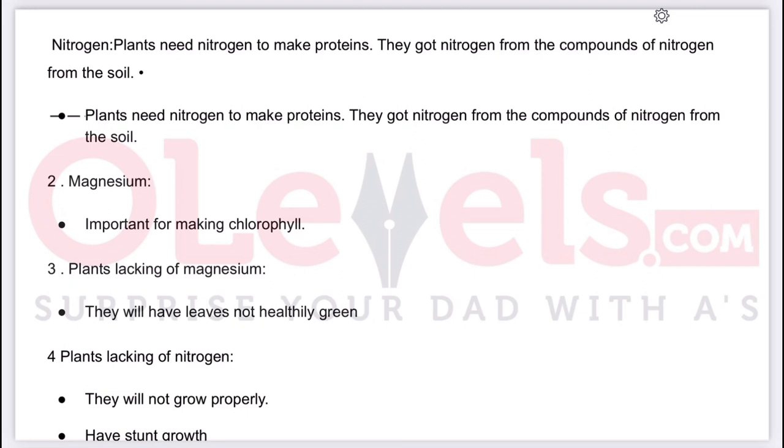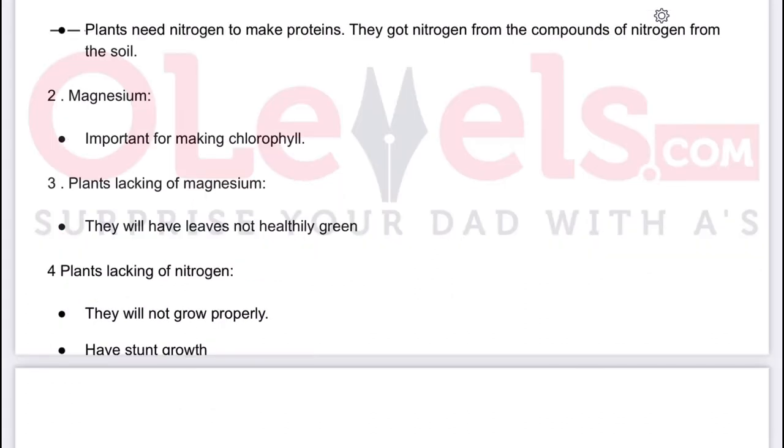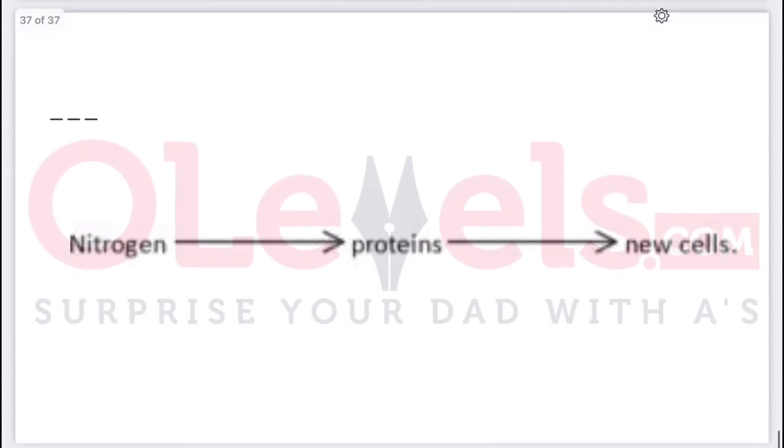Magnesium is important for making chlorophyll. Plants lacking magnesium will have leaves that are not healthily green. Plants lacking nitrogen will not grow properly and have stunted growth. Okay, the process: nitrogen is used for making proteins, and proteins are used for making new cells.